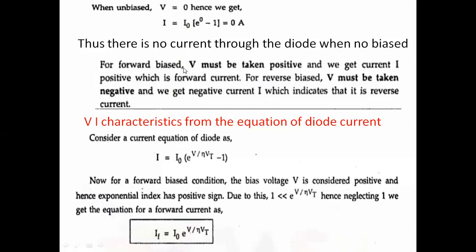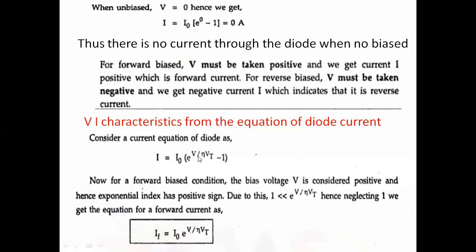For forward bias, V must be taken as positive and we get a positive current. For reverse bias condition, V must be taken as negative and we will get a negative current, because the current flows in the reverse bias direction.